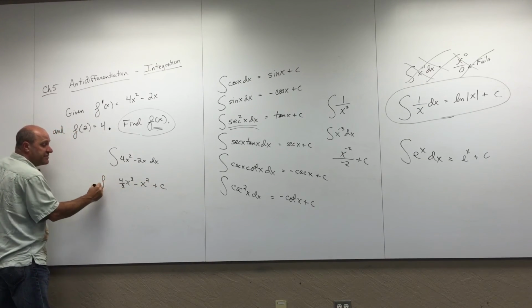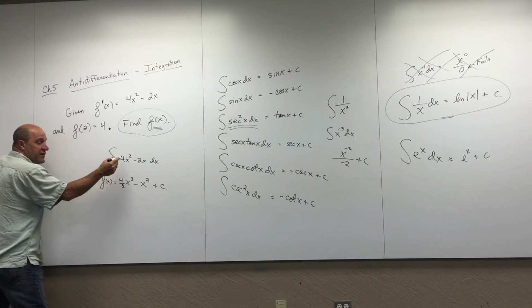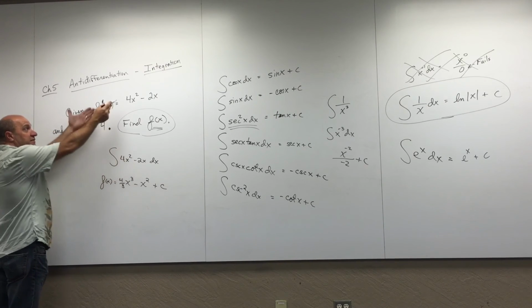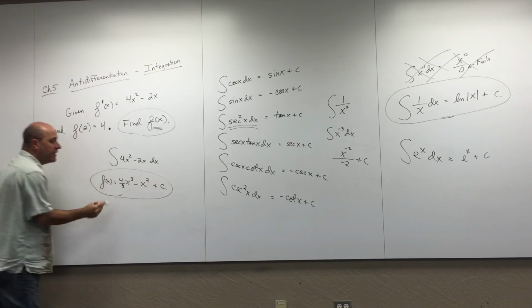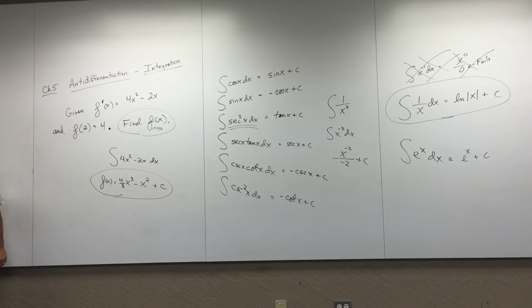And this is my function. I mean, I just went from a derivative. I integrated a derivative. This was f prime, so this is f. So there's my function. Except, wait a minute, they gave me this. This is a piece of information that says when x is 2, the function value is 4. Or in other words, when x is 2, y is 4.